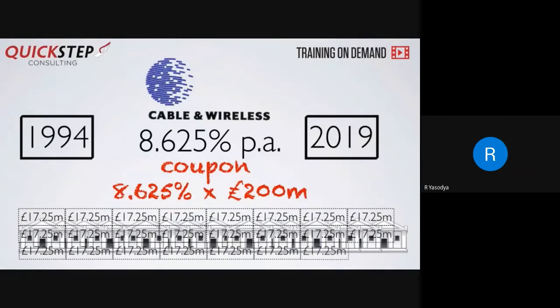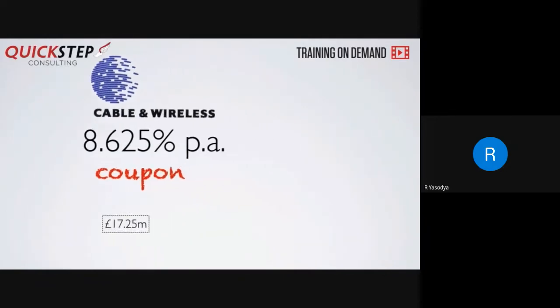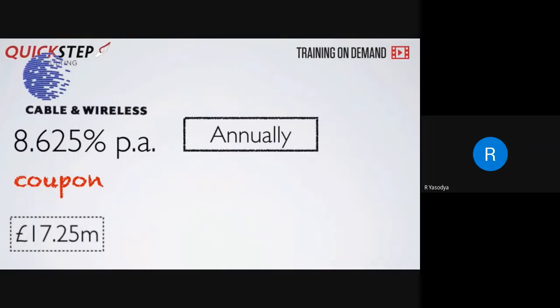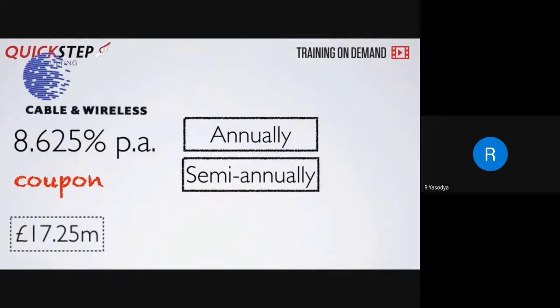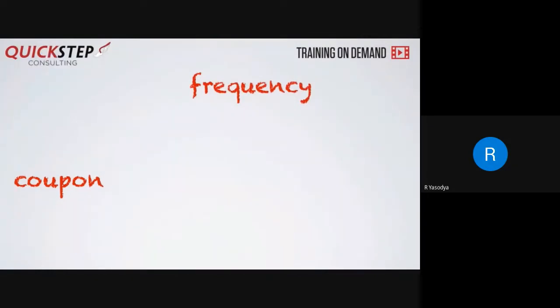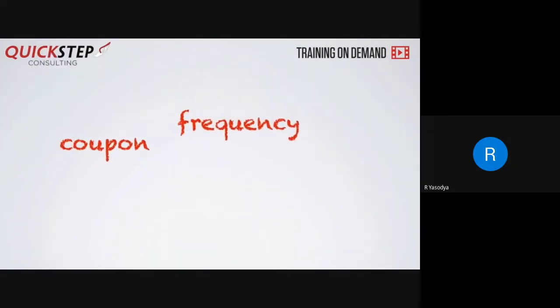Some bonds, such as this Cable and Wireless bond, pay this coupon once a year. It gets paid on the anniversary of the maturity date, the 25th of March. Other bonds pay more frequently, perhaps twice a year or 4 times a year. This coupon frequency does not change throughout the life of the bond. Coupon frequency and its significance is dealt with in a later quick train.